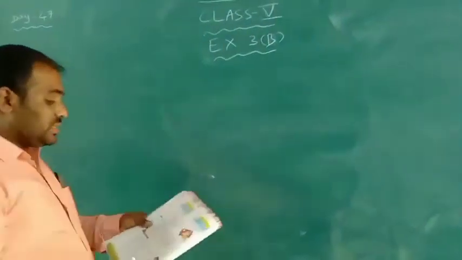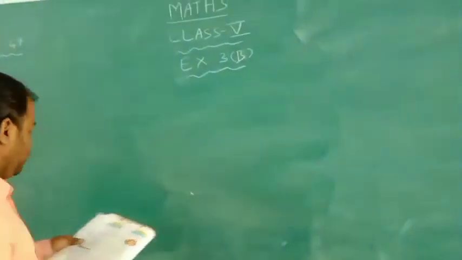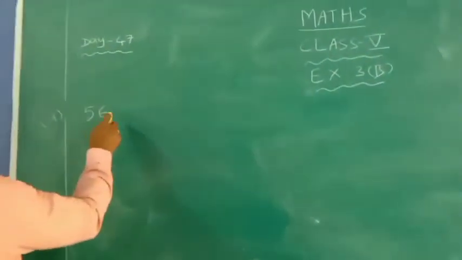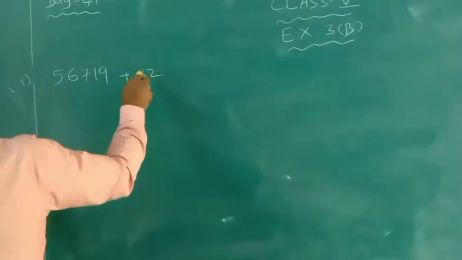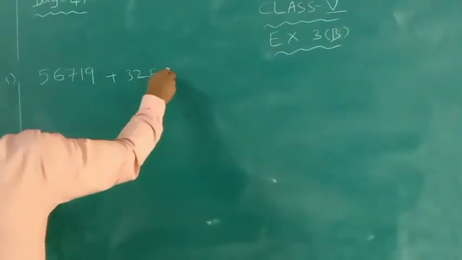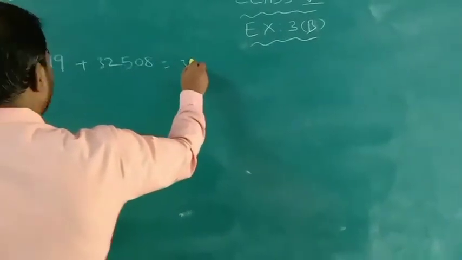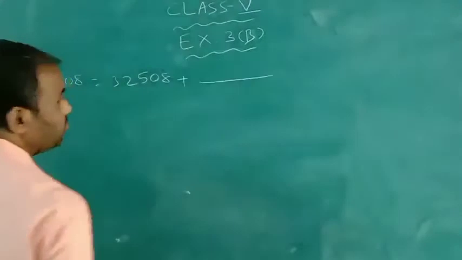3B. What you will see: using the properties of addition, solve them. Very easy, beta. First one, see here. Simple, this one. What is given here? 56,719 plus 32,508 is equal to 32,508 plus dash. Simple, beta, this one.